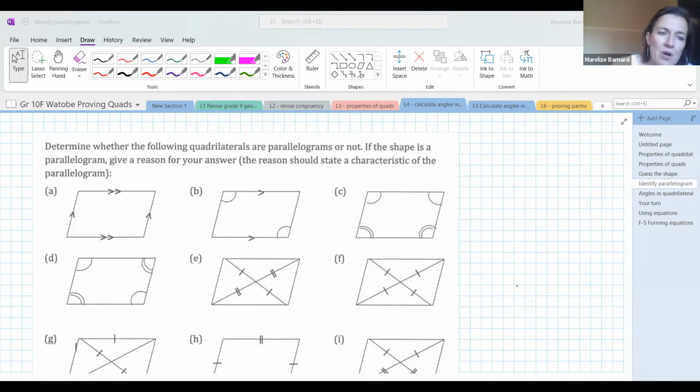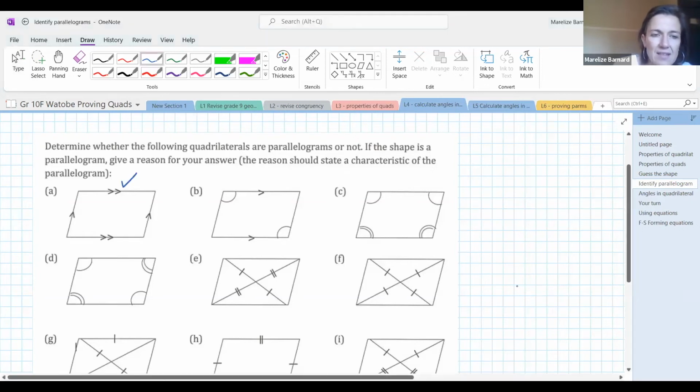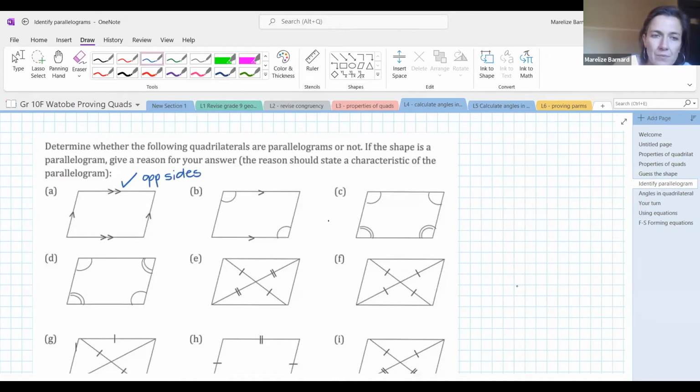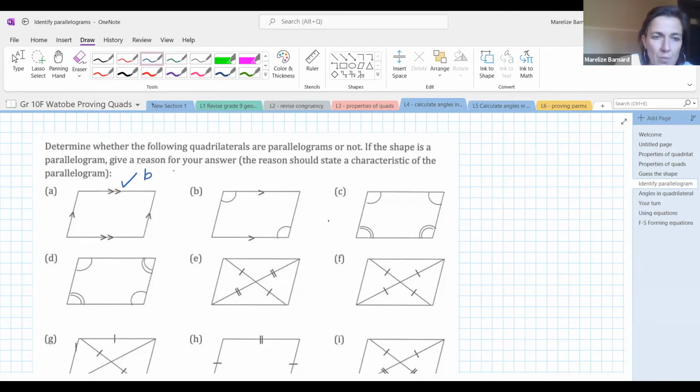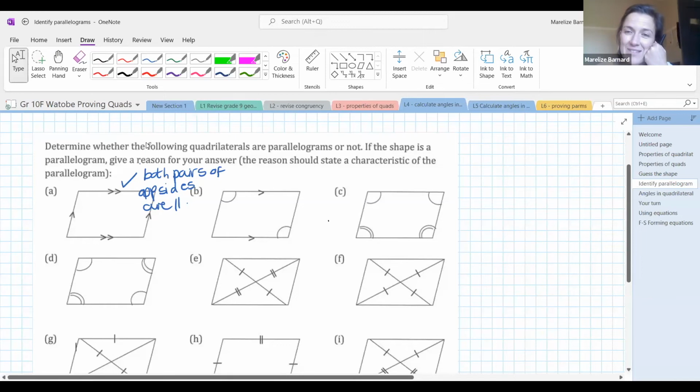So we've got the shape here. The opposite sides are parallel. So I would say, yes, this is a parallelogram. And the reason is that both pairs of opposite sides are parallel. That sometimes happens, Ashley. It sometimes happens.